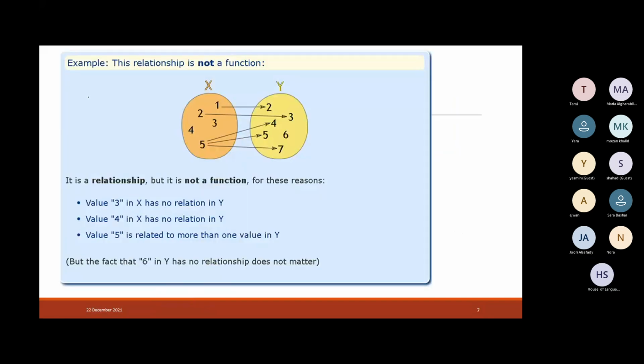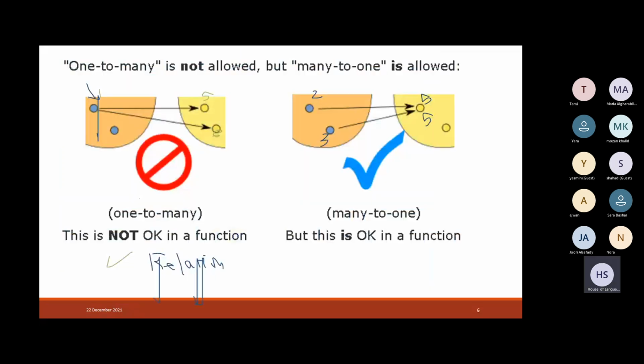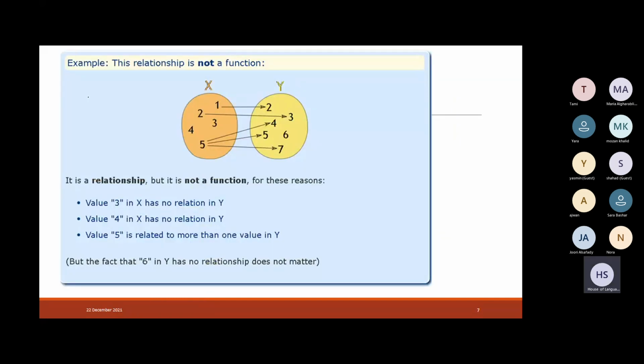Now, let's see this one here. 1, how many outputs has? One. The 2? The 3? Nothing. The 4? The 5? How many outputs has it? One cannot be too many, so it's wrong. It's not a function. Remember: one to many, no. Where is one? Here is one. Here is many. Is it a function or no? No. Got it now?